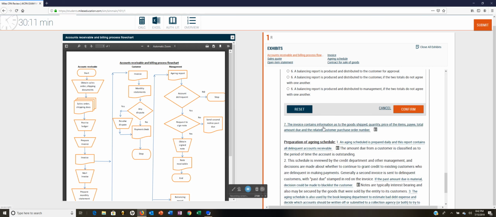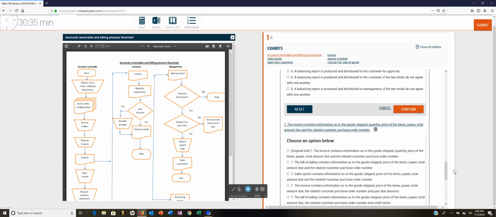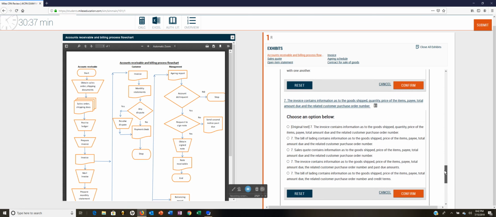The number 7 here, the last one before we get to the aging schedule. The invoice contains information as to goods shipped, quantity, price, terms, payee, total amount due, and the related customer purchase order. That's the suggested wording. Let's see if we agree with that. That looks good to me, actually. But let's see if they have something different. Let's see if we can see something better down here.